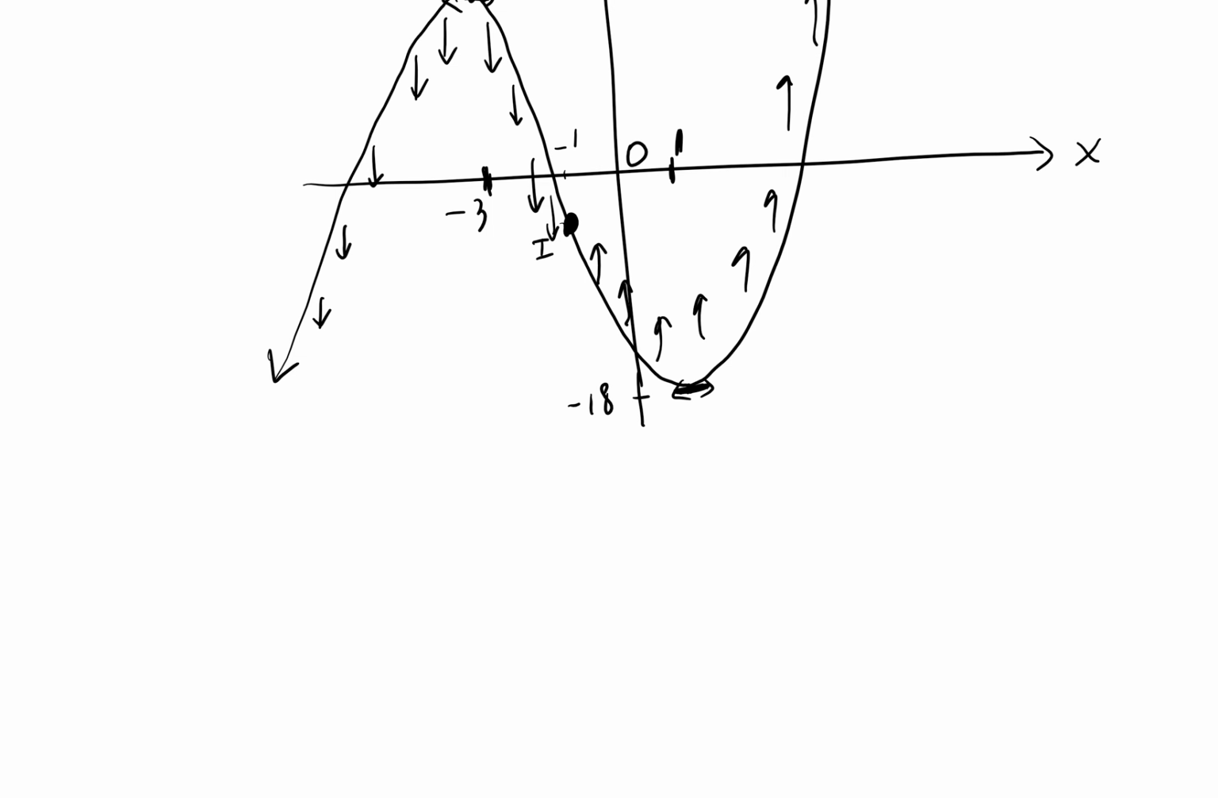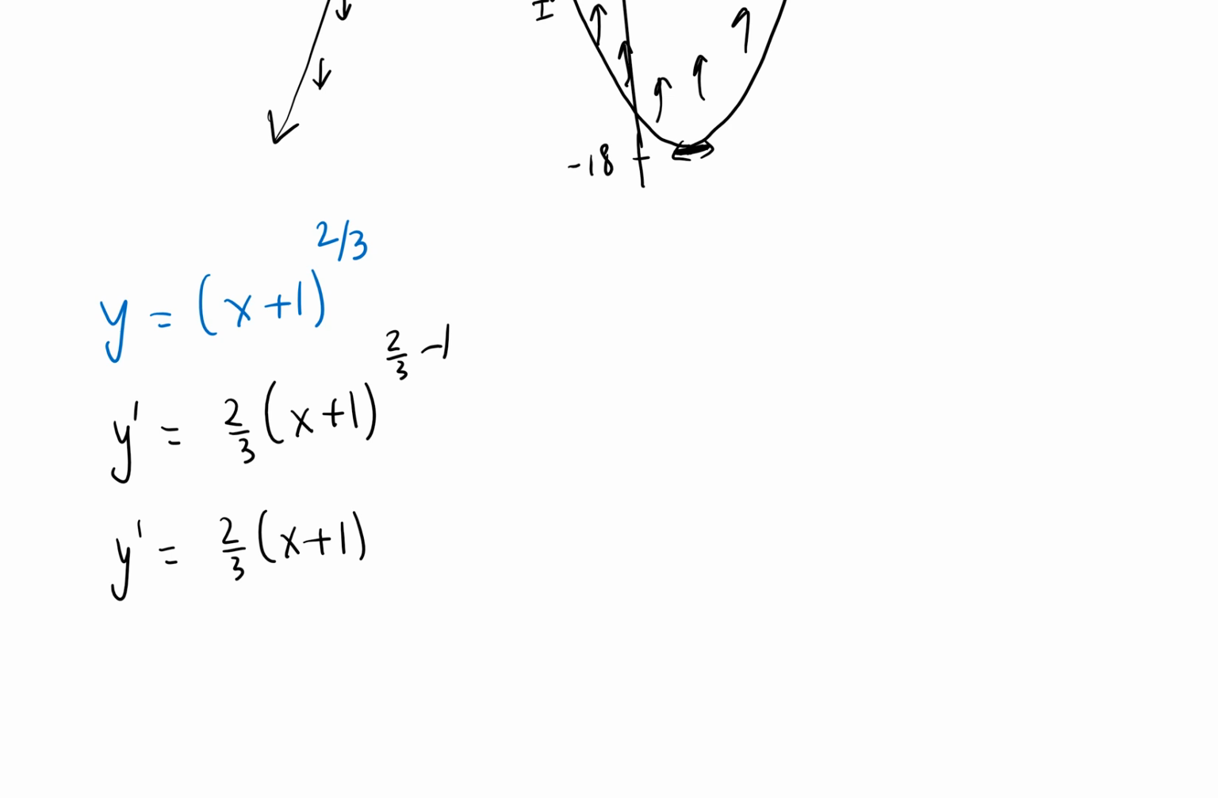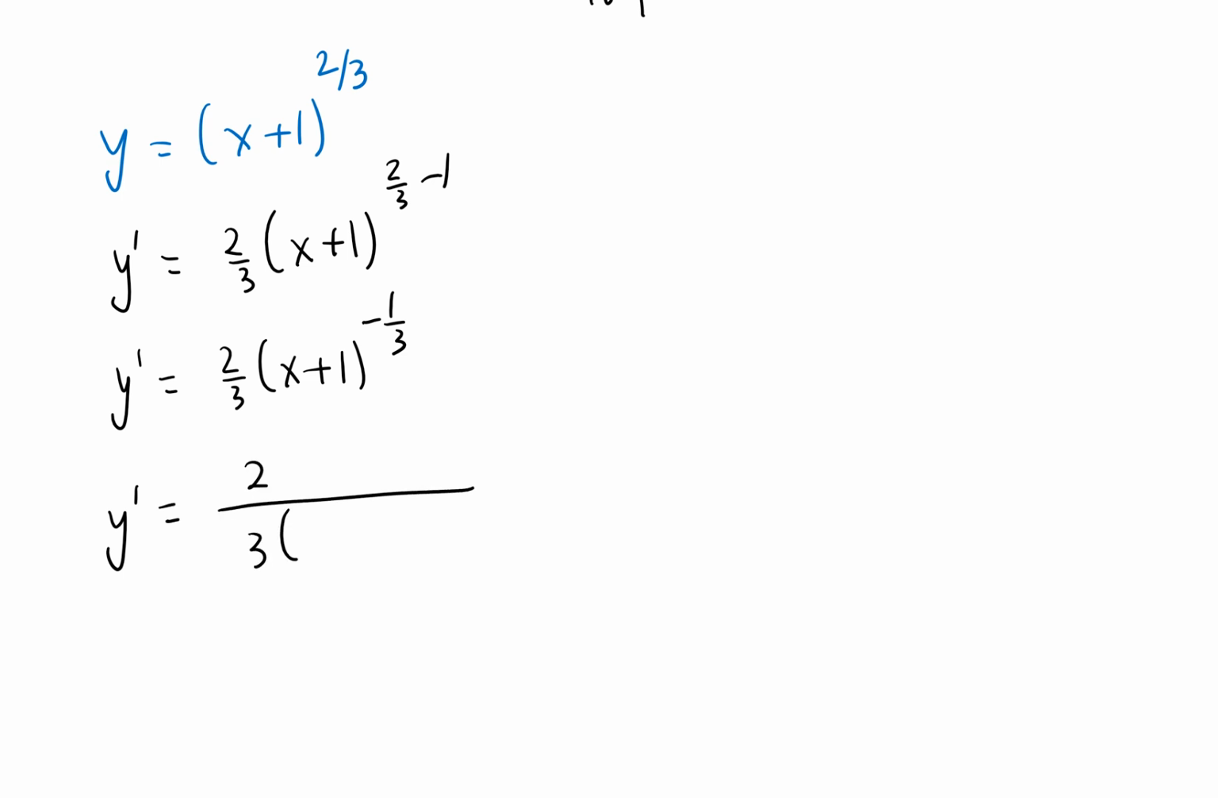We're going to run through another function, one last function: (x + 1) to the 2/3. How do you find the derivative for this? y prime, bring the 2/3 down and subtract 1: 2/3 (x + 1) to the -1/3. I can rewrite this by bringing the (x + 1) to the 1/3 down.